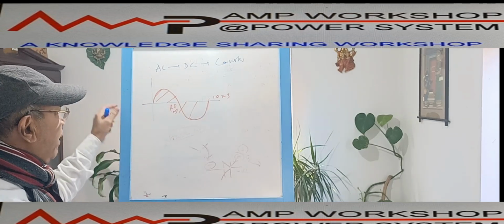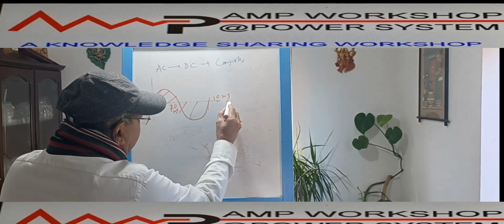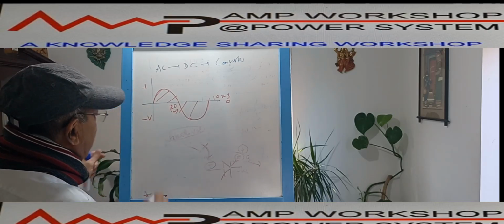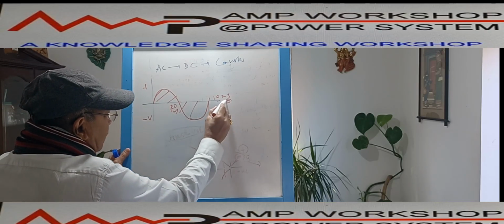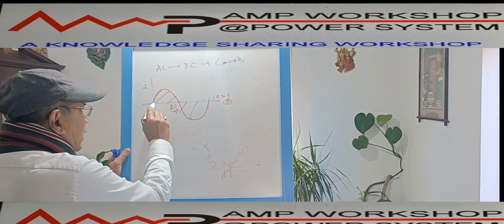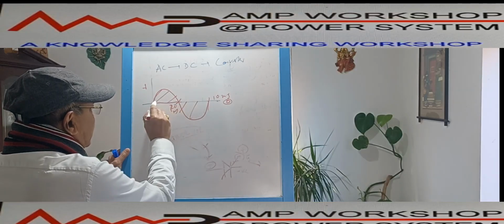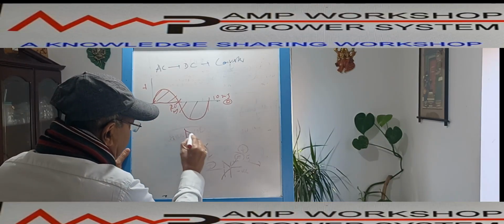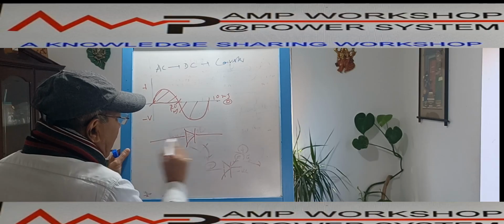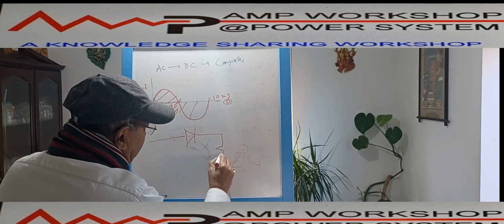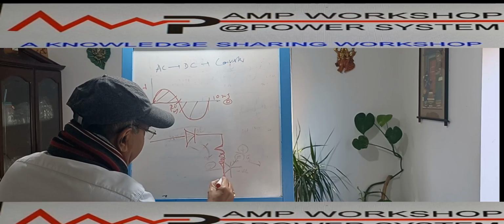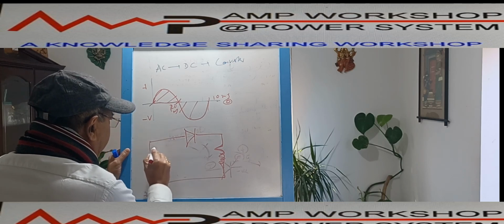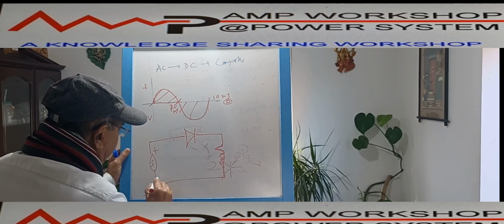So you see, this is the zero level, this is positive, and this is negative. Suppose this is the anode voltage, and the cathode is maintained at zero. The anode voltage is positive for how long? This 10 millisecond. Suppose this is my diode, and I am connecting the diode with a resistor and coming back. Here I am applying the AC voltage.